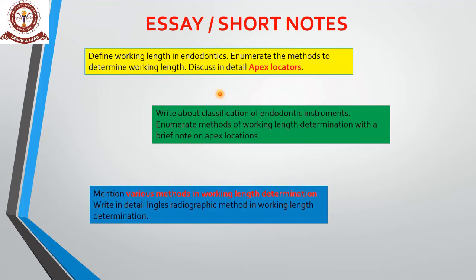these are the types of essays they have been asked, like define working length, followed by you have to enumerate the various methods to determine working length, and you have to explain any of the methods in detail. Other variations are you have to classify all the endodontic instruments, followed by working length determination, and an explanation on apex locator or anatomy of the root apex. So these are the three questions which have been asked within the last 10 years as an essay.